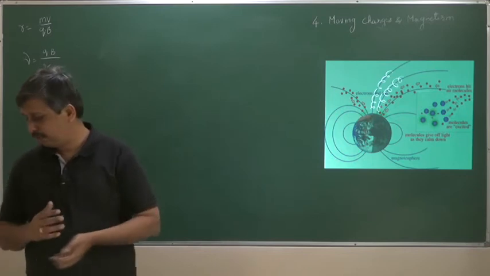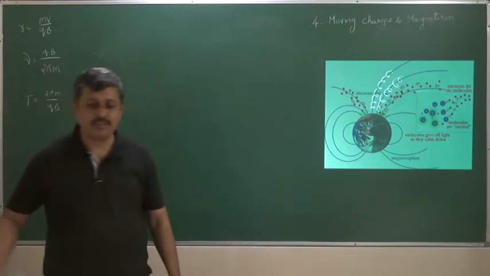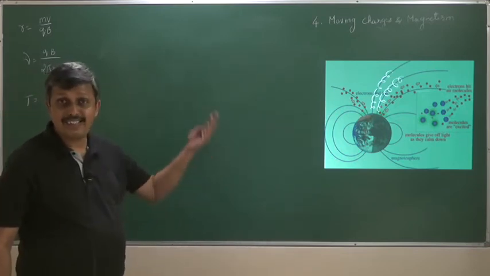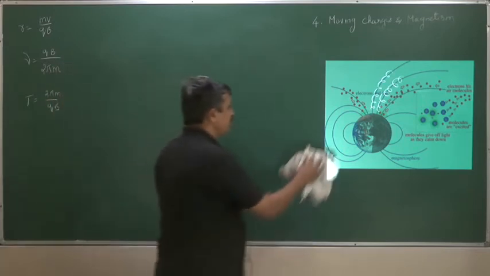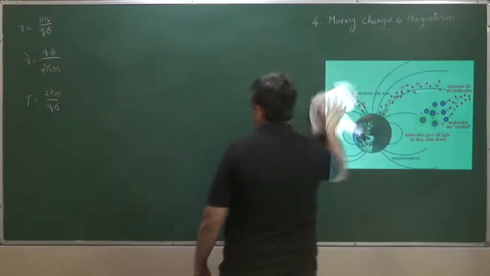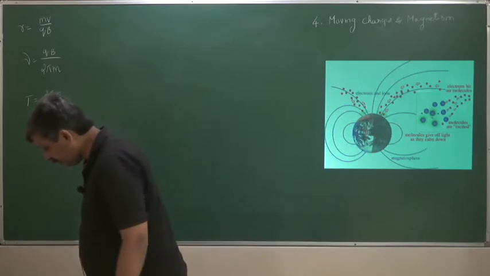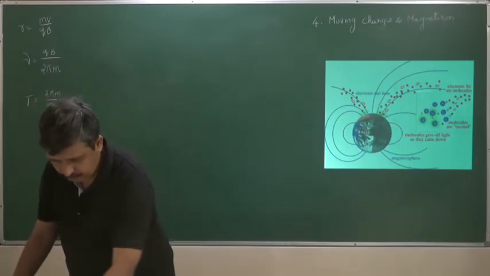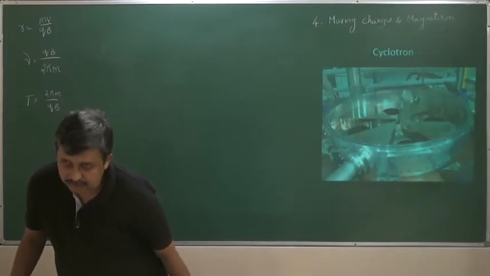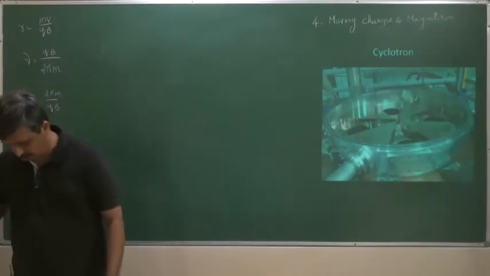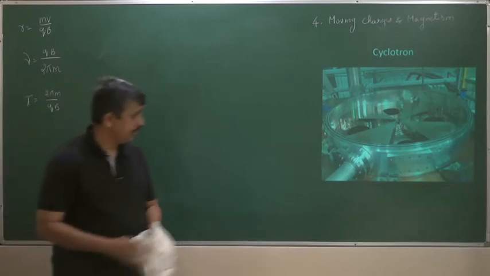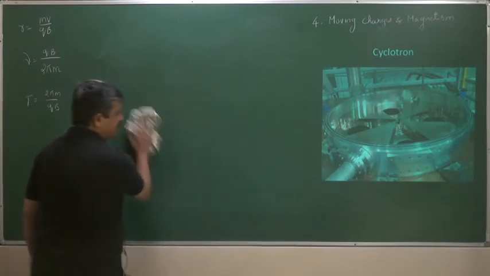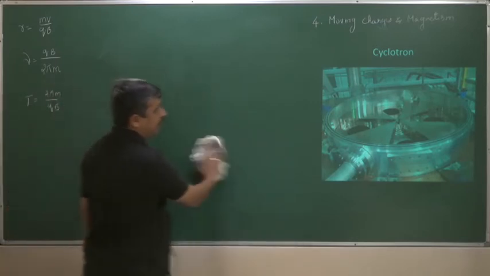Okay, how the charges move. What we have shown here is a natural occurrence. Now we are going to see what we can make out of it. Let us take a scenario of something called a cyclotron. A cyclotron is a very interesting piece of equipment. Okay, you can see.